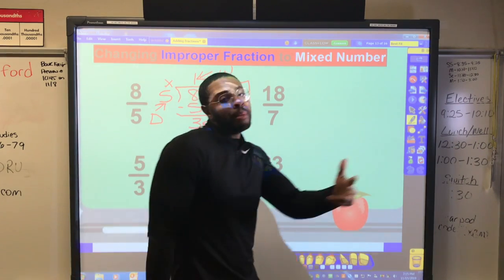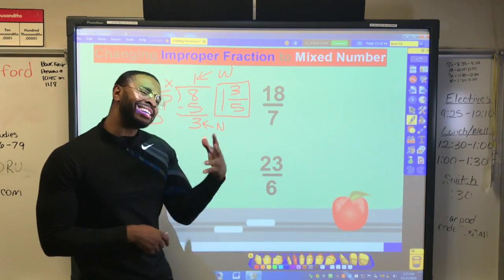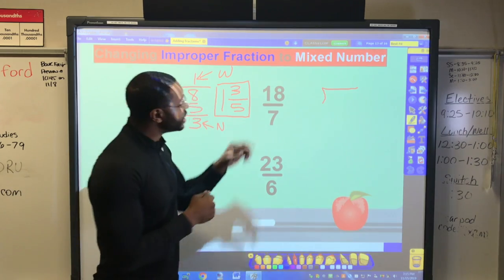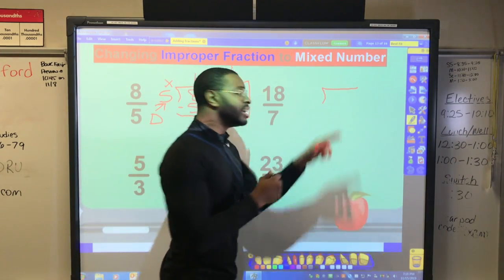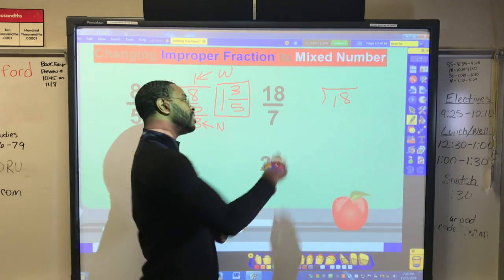Top in, bottom out. Top in, bottom out. So when I say that saying, I'm ready to divide. I set up my division symbol. I know that the top goes inside of that division symbol and that the bottom goes outside of that division symbol.